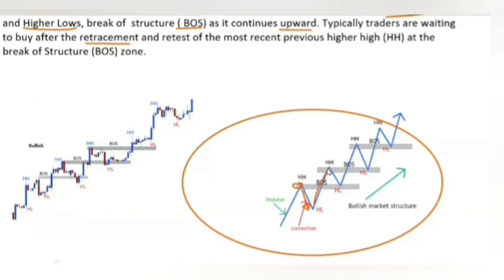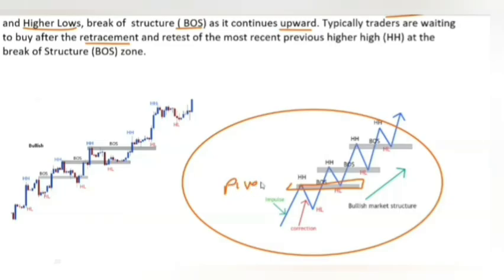And then with this new impulse leg, it broke structure to the upside and formed a higher high. So this area here becomes the break of structure, because there was a break of structure here to the upside. With this next retracement, there was this retest here. Typically buyers are waiting for this kind of retest so that they can put their buys to the upside. So this zone here becomes a pivot zone, a pivot.